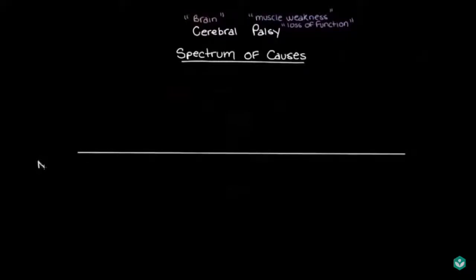So let's leave this for a moment and go back to those damaging events that I mentioned, the events that damage the movement centers during development and cause cerebral palsy. So let's make another spectrum here, and this time we'll make a spectrum of causes, and we'll make this spectrum a little different. Let's go from nature on this end to nurture on this end.